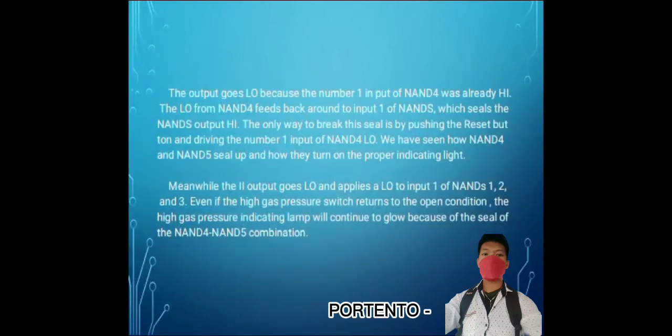Ang topic ko ay part ng the transistor switch as a decision maker. Umpisahan ko na. The output gets low because the number 1 input of 94 was already high.